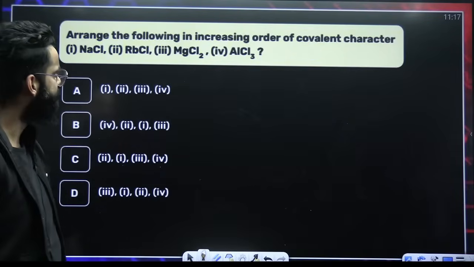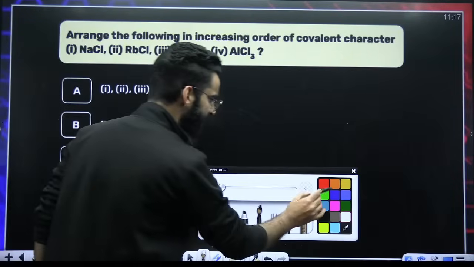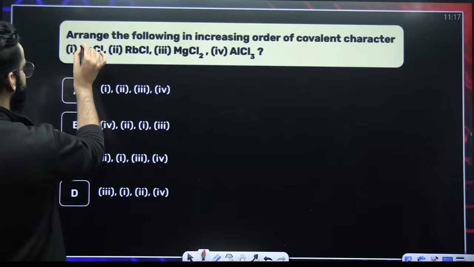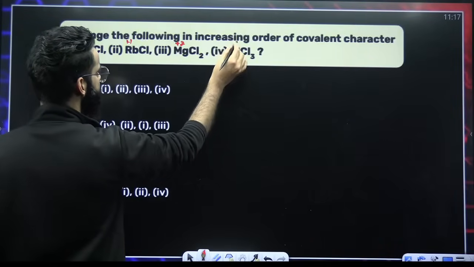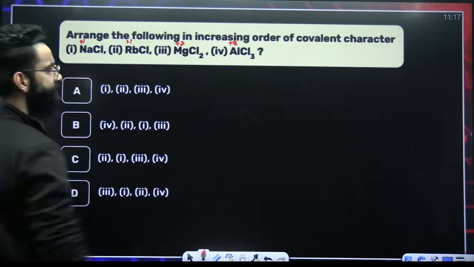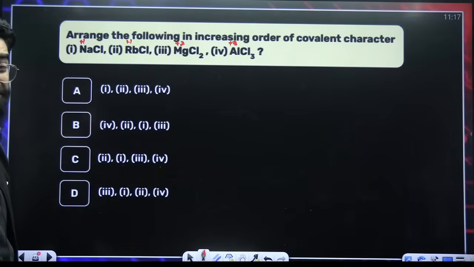Tell me the answer of this question. Increasing order of covalent character. This is Na positive. This is Rb positive. This is Mg di positive. This is Al tri positive. Correct? More the charge on cation, more the polarizing power of cation, more the covalent character.